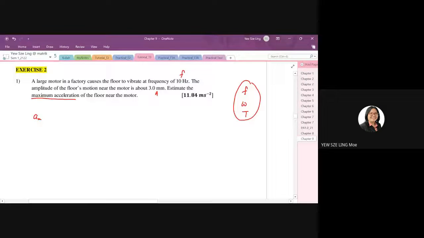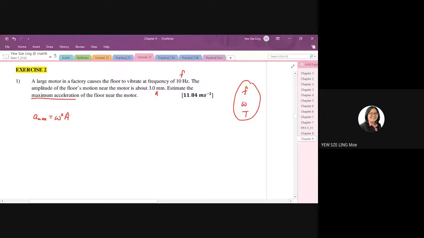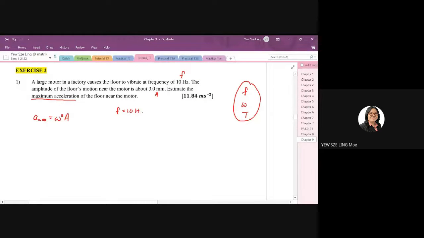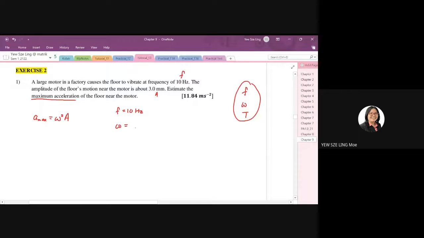According to the table that I gave you in a previous class, A max equals omega square A. You need omega, you need A, and you're going to calculate acceleration. First of all, we don't have omega, but we do have frequency. F equals 10 hertz. From here, we can determine omega, where omega equals 2 pi F. So it equals 20 pi radian per second.